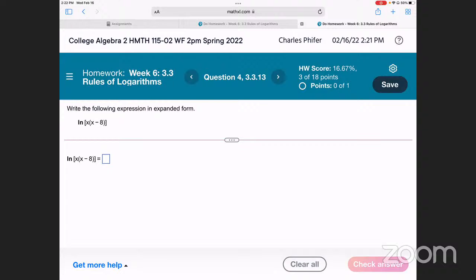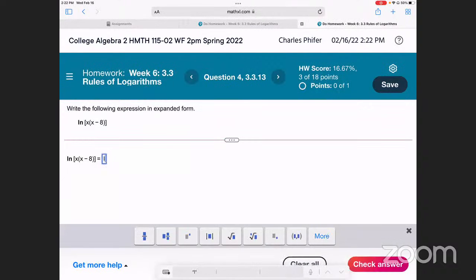You might be tempted to see, oh, you see the difference of the logs? There's no difference, right? So where you see the log of x minus 8, you can't break that apart. But you can break apart multiplication, division, and powers, right? So then this one is going to be the natural log of x plus the natural log of x minus 8, right? Okay.